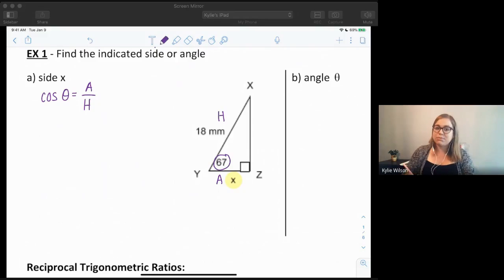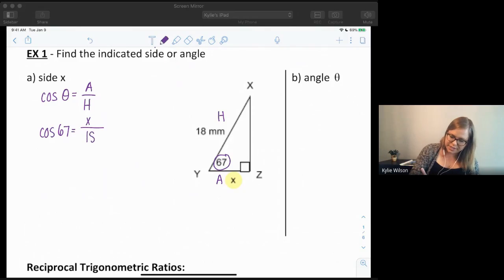And again, I'm using cosine because I have adjacent and hypotenuse. And now I just fill in my values. So the angle we circled was 67. My adjacent is what we're looking for, and H is 18. Now our goal is to get X all by itself. So 18 is currently being divided, so we need to multiply both sides by 18. So we'll have 18 cosine of 67 is X.